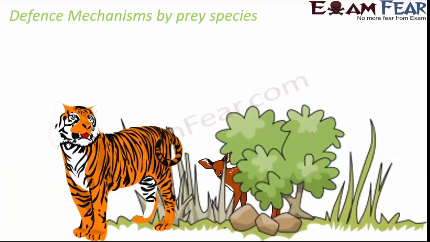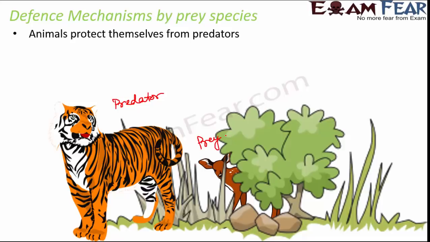Now there are various defense mechanisms by prey species, because for example this tiger is the predator because it feeds on the deer. So in this case the tiger is the predator, whereas the deer is the prey. So there are various mechanisms which are followed by the deer so that it can protect itself from the predator. So animals try to protect themselves from predators.